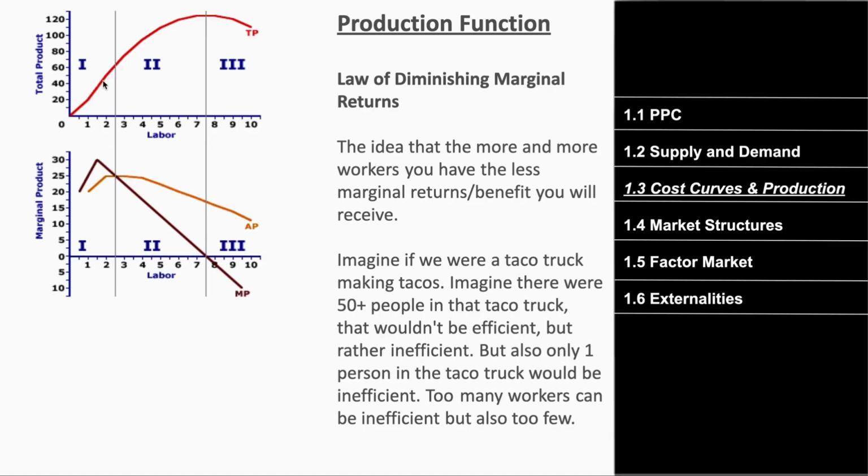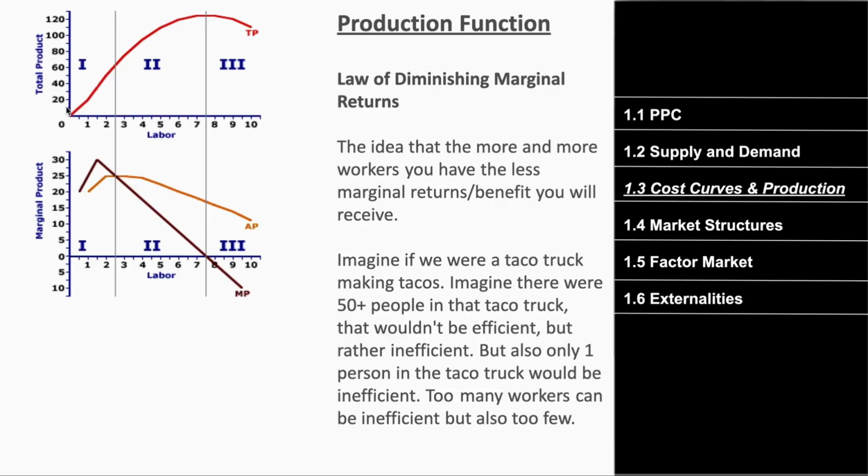But then let's say you keep hiring people, you keep hiring people, then you got like 10, 15 people in your taco truck. The taco truck is just so full, you can't really be that productive. So it starts to decrease. That's the ideal law of diminishing marginal returns. That overall, there is a decreasing point, and there's an ideal amount of employees or workers that you want at some point. So here's the main graphs.